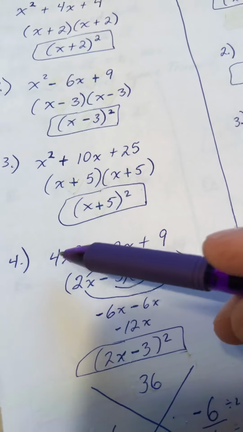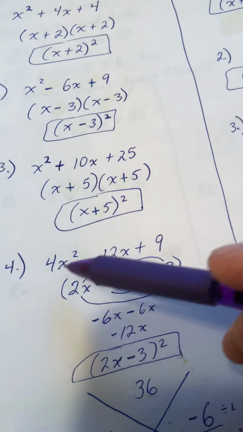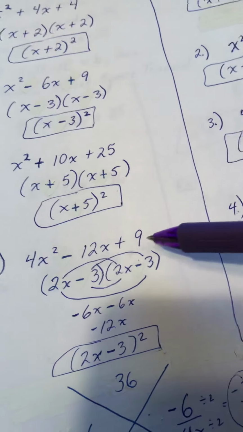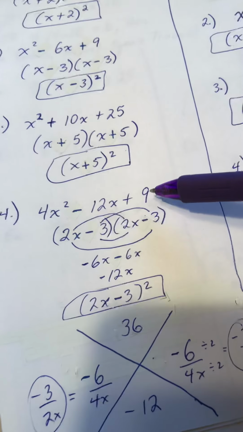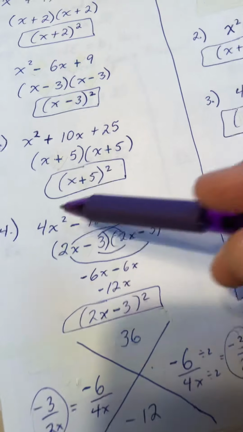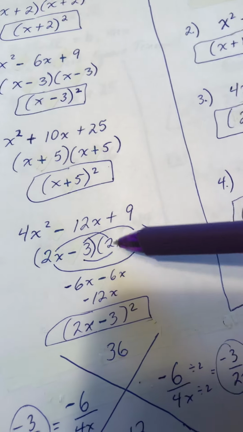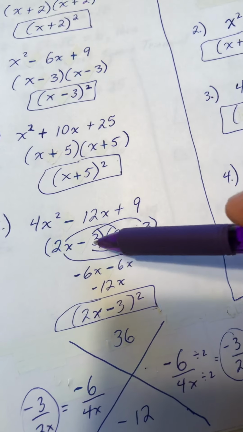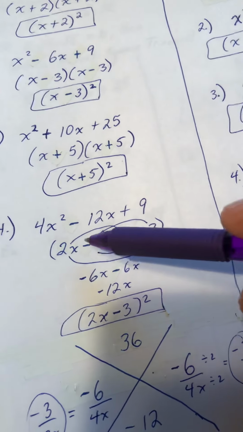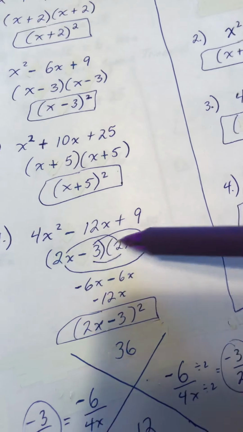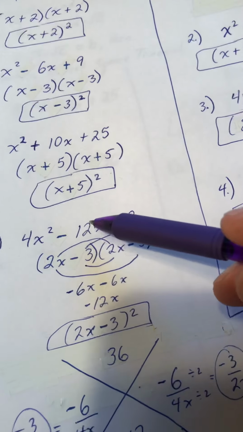Next one, A is not 1. But if you notice, A is a perfect square, 4 is. C is a perfect square, 9. And I take the square root of this number, 4, and I write 2x and 2x. Do the square root of 9, I write 3 and 3. I use minus signs because the middle term is a negative. I still want to check to make sure I did it right, that I do get the middle term.